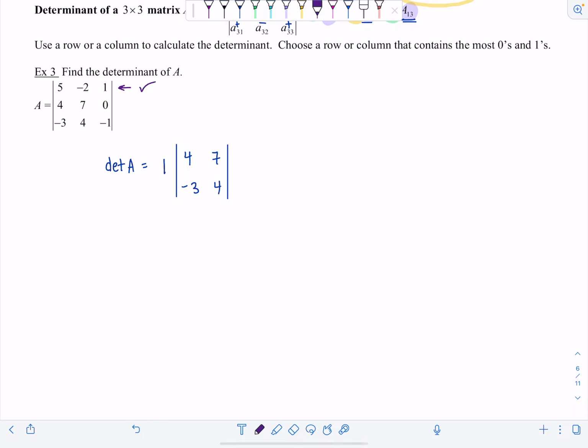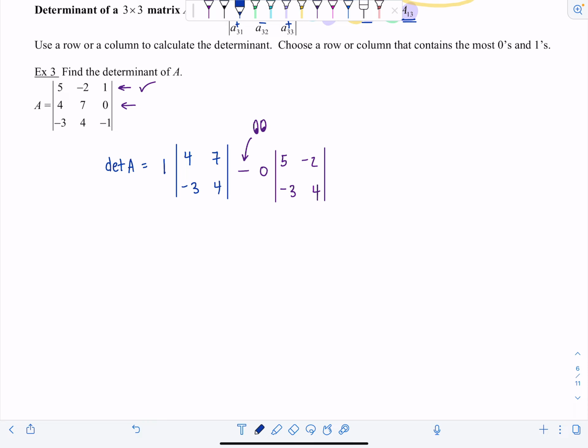I did that one already. Boop. I switched the sign here. -0 times the determinant that results when I delete the column and row that 0 is in. So that would be 5, -2, -3, 4. I didn't even have to write that out because 0 times anything is just going to be 0 in this case. So that's why we like picking the rows and columns that have the most zeros. Also notice I switched the sign there. It didn't affect this determinant because that was a 0 anyways, but the signs will alternate.